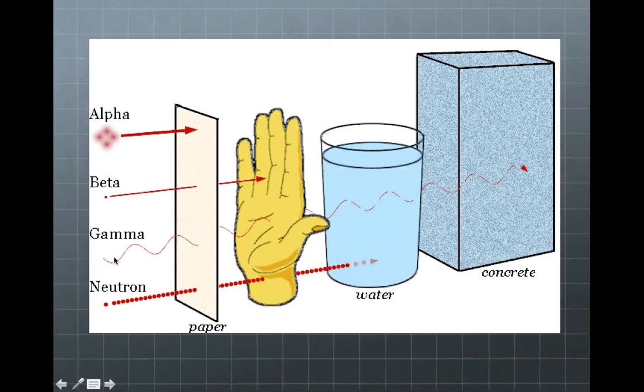Neutrons are pretty bad too, but interestingly they'll go through paper and they'll go through your hand, and anything that goes through your hand is probably not going to be good, right? You don't want it to go through. You want your skin to block it. So neutrons will go through your hand, but the water molecules can absorb extra neutrons. So water usually blocks neutrons, and that's why a lot of nuclear power plants use water as a shield. Okay, so again, alpha is the easiest to block, gamma is the hardest to block, and so gamma penetrates the most and alpha the least.